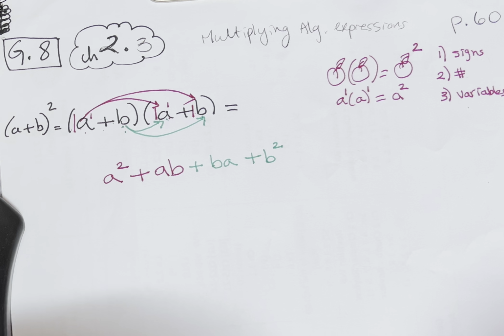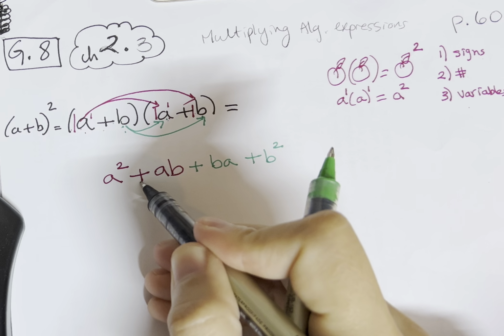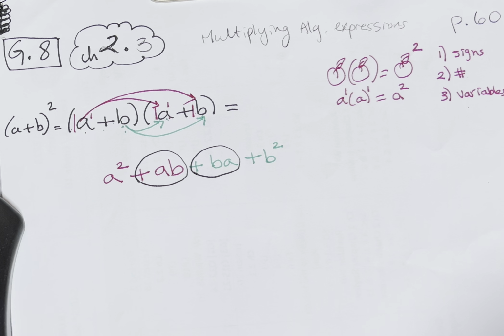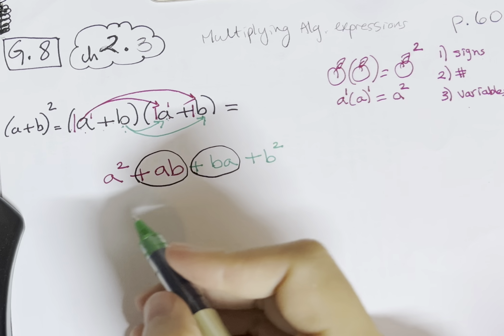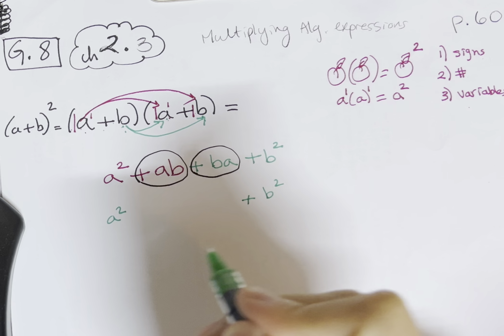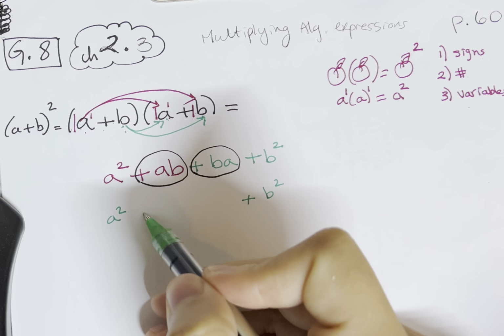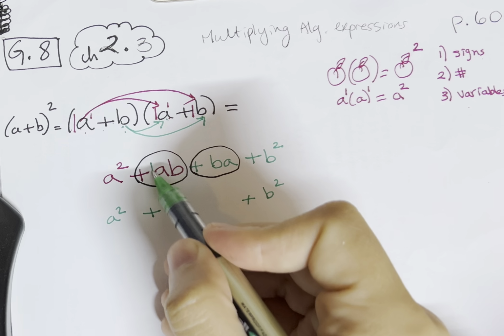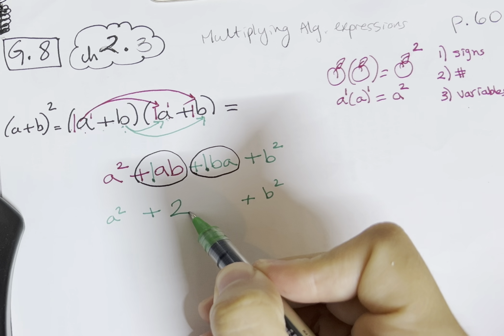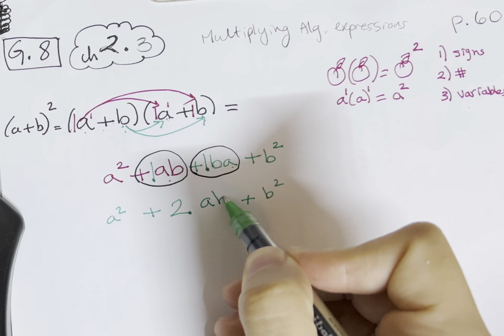Excellent. Now, if you take a look at it for 10 seconds and ask yourself, what can you add or subtract? You search for the like terms. As you can see here, I have positive ab and positive ba, which is the same thing, okay? So a square, you keep it the same, b square, you keep it the same. Now, positive and positive, it will give me positive. The coefficient here is 1, and here also is 1. 1 plus 1 will give me 2. And the letters, it's A, B.